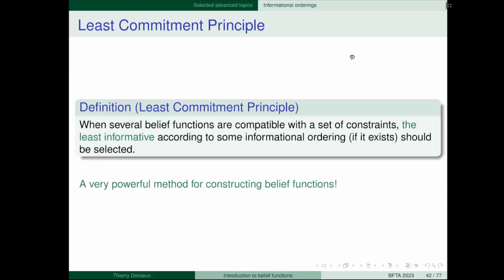So here we can use a similar principle with belief functions. We say that when several belief functions are compatible with some constraints, the least informative, according to some ordering, should be selected. I gave you 3 orderings, so depending on the case, we can use one or the other. It's a principle of conservatism: you want to formalize some knowledge in terms of a belief function, and you want to give the belief function which is as little informative as possible while verifying the constraints. You don't want to say more than what you know. This is the idea, and so this is a very powerful method for constructing belief functions.